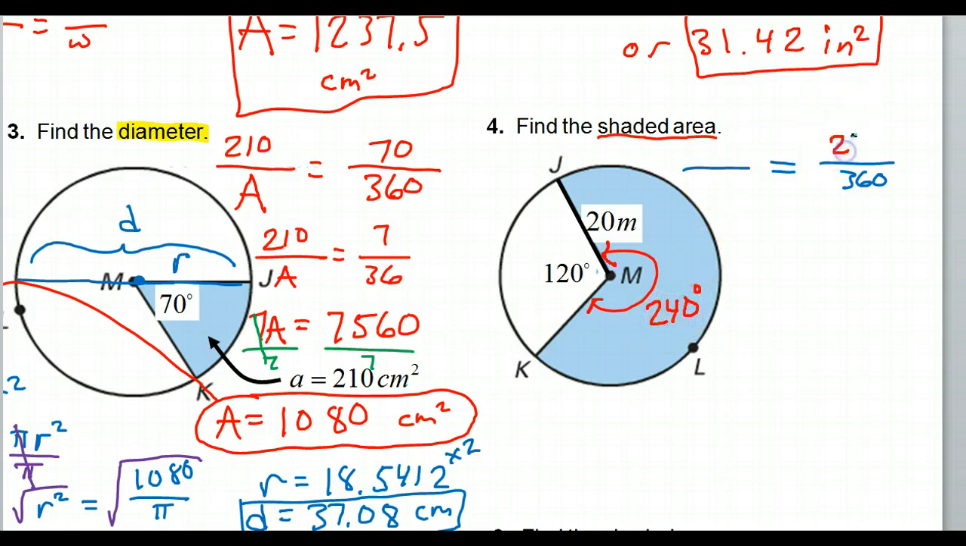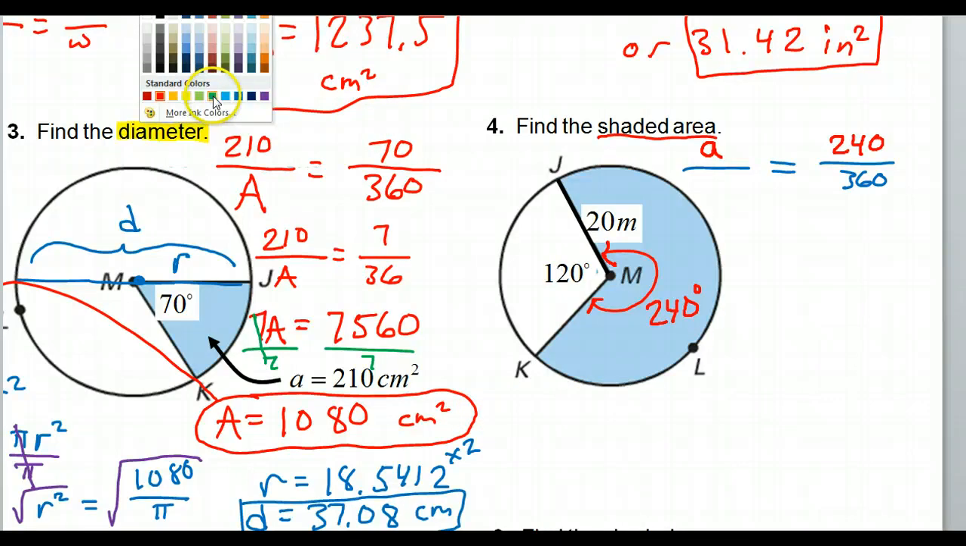So we will do 240 over 360. And now the rest of it, part over whole. We're looking for the partial area, so we'll just call that A. The whole area, we better be able to find it. Let's calculate it off to the side here in green.